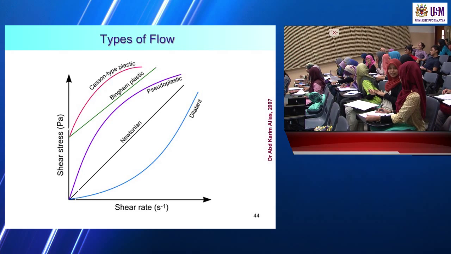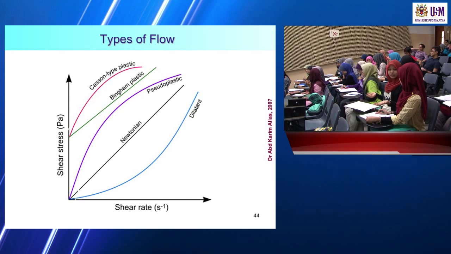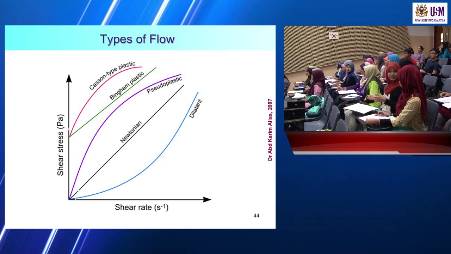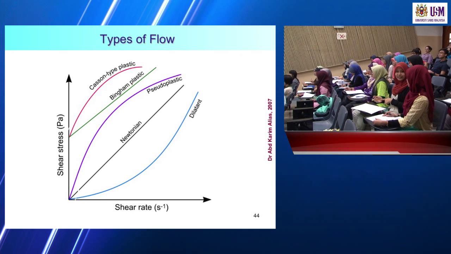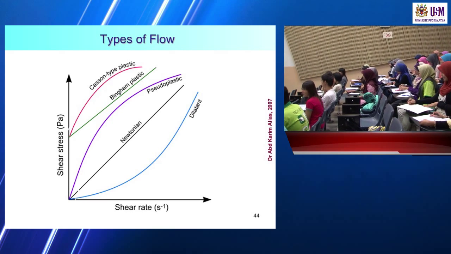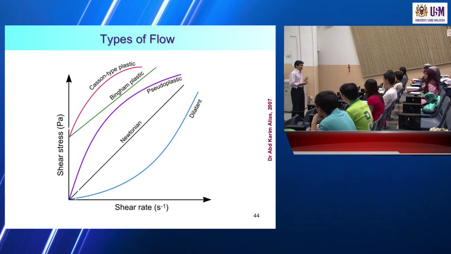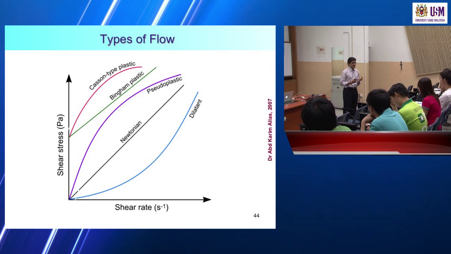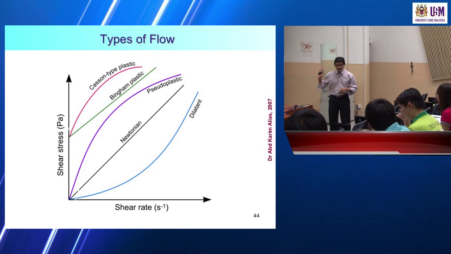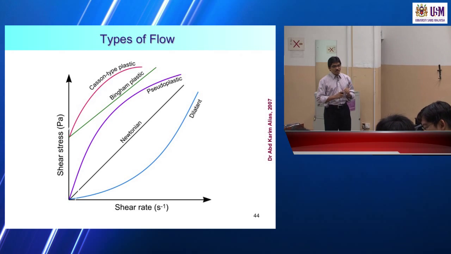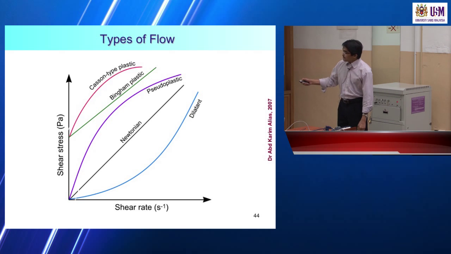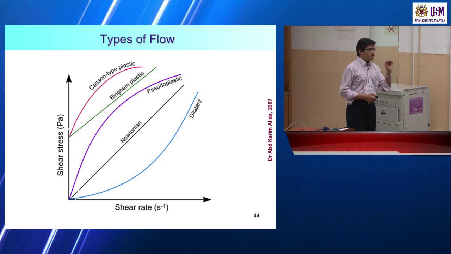When we increase the temperature, the viscosity will increase or decrease? Decrease. There's an inverse relationship, not a direct relationship, between viscosity and temperature. Even for a Newtonian fluid, okay? Don't get confused. For a Newtonian fluid, at any shear rate, the viscosity is constant, doesn't change.